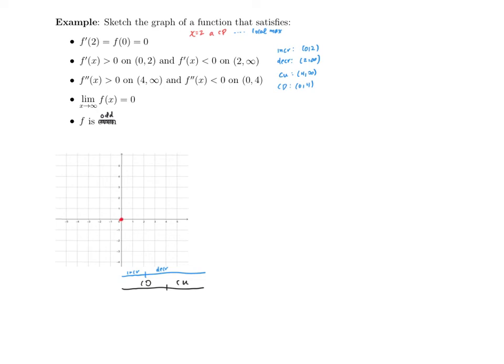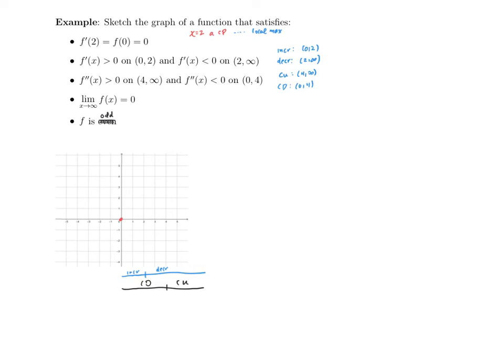Starting at this point 0, 0, what will the curve look like? We are increasing and concave down until we hit that local maximum that occurs at 2. Then we begin decreasing while still remaining concave down, but when we get to x equals 4, we switch to concave up and we remain decreasing and we approach that horizontal asymptote, y equals 0.